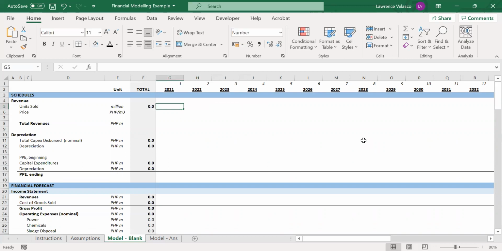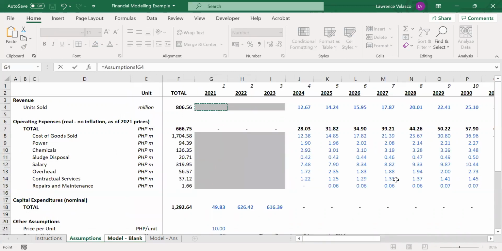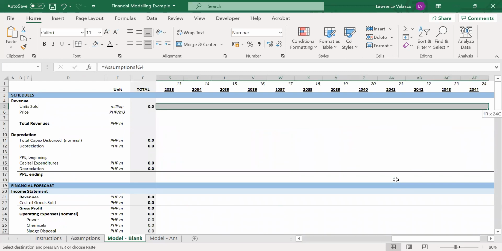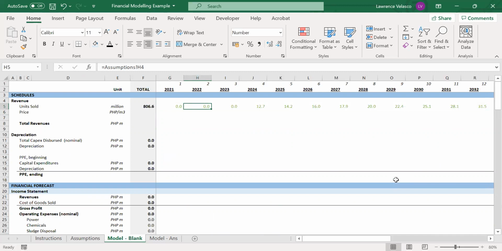Let's connect it to the assumption sheet. It's 0 in 2021, right? And then just copy it until 2025, right? So if you notice, the font color that I'm using is green. What does green mean? It reminds me that the computations in this cell link to another sheet.